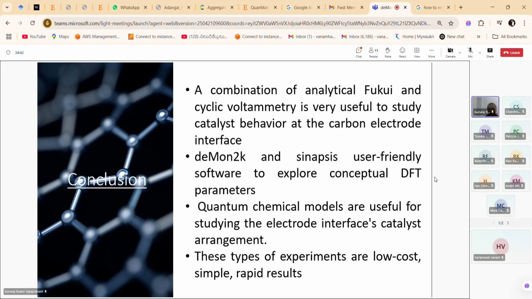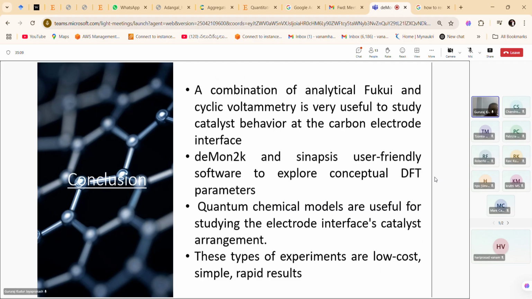If we use deMon2k and Synapsys software, with Synapsys mainly used to plot the deMon2k results, we can easily understand many conceptual density functional theory parameters. So it is very useful for experimentalists to gain more physical meaning, or to understand at the molecular level what is occurring at the electrode surface.